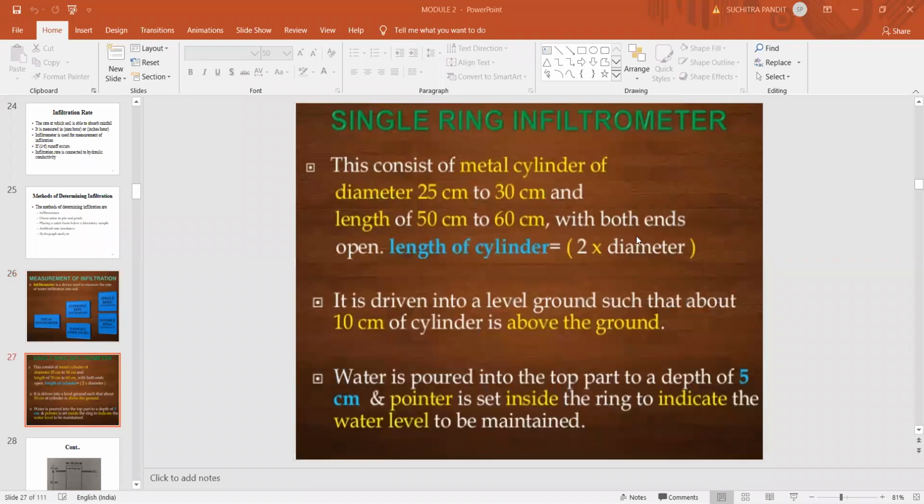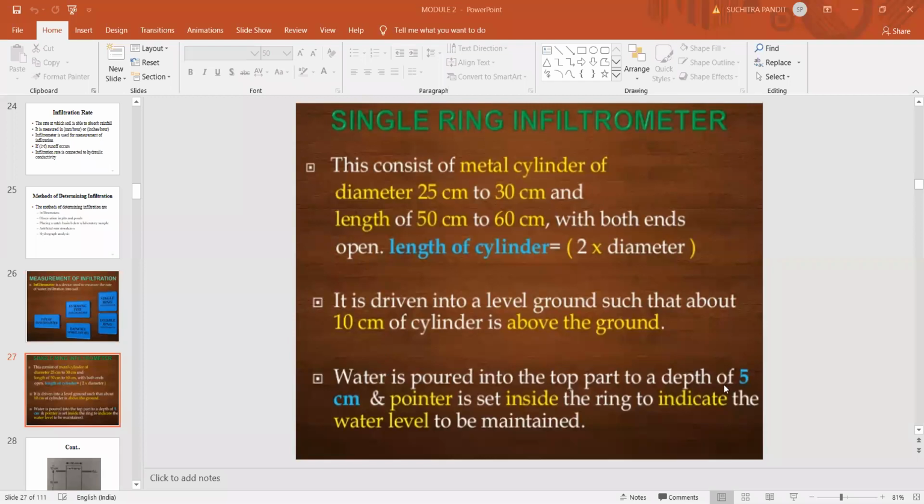Now the single ring infiltrometer consists of a hollow metal cylinder of diameter about 20 to 30 centimeter, and the length will be about 50 to 60 centimeter, with both ends open. The length of the cylinder is taken as about two times the diameter. It is driven into a level ground such that it projects 10 centimeter above the ground surface.